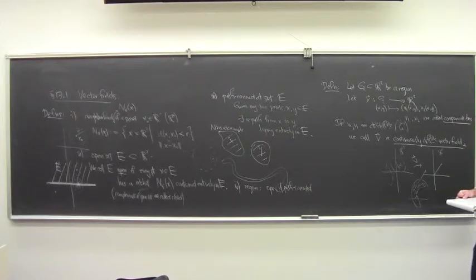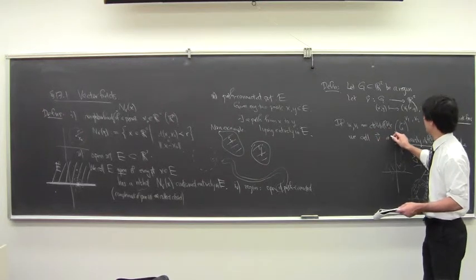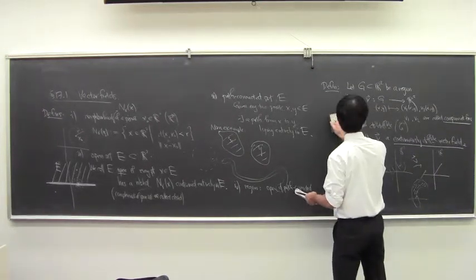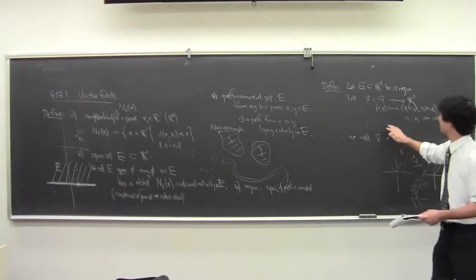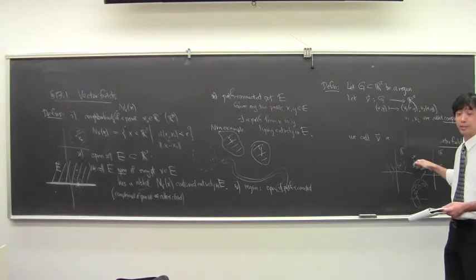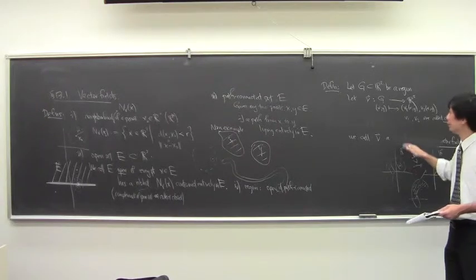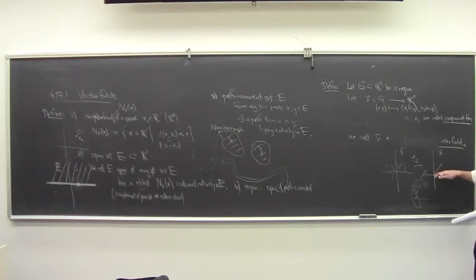Does it have to be continuously differentiable? No. Maybe it's more honest to say it like this. We call V a vector field, and if these things are continuously differentiable, we call it a continuously differentiable vector field. So a vector field is just something that associates vectors to each point in a region. And then if there's some smoothness to that association, we call the vector field smooth.